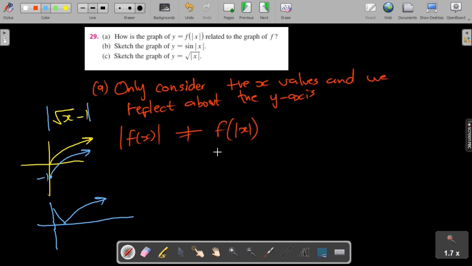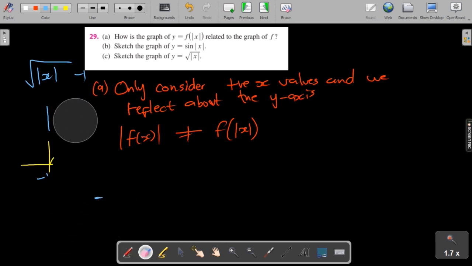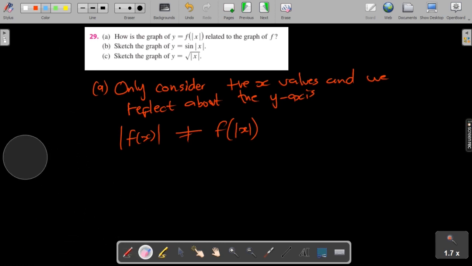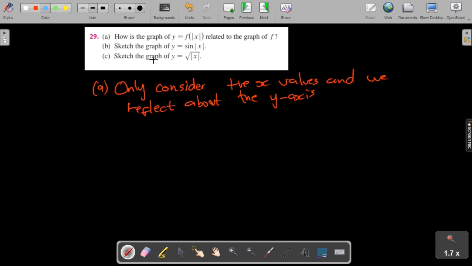But if you just have the absolute value of the x, which is in here, that's a different thing. And this is the case that we're dealing with right now. We're dealing with the case where only the x has the absolute sign around it. And that means the following: you only consider the positive x values, and then after finding the function, you're going to reflect that function about the y-axis.